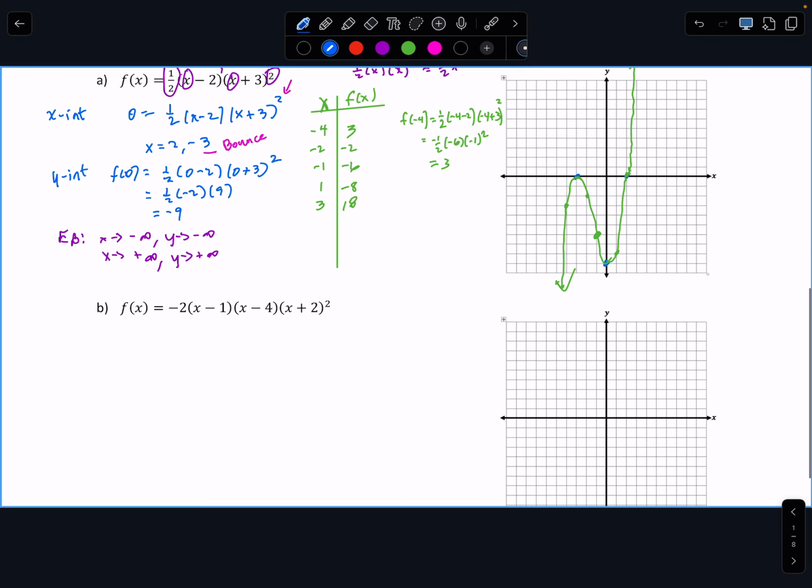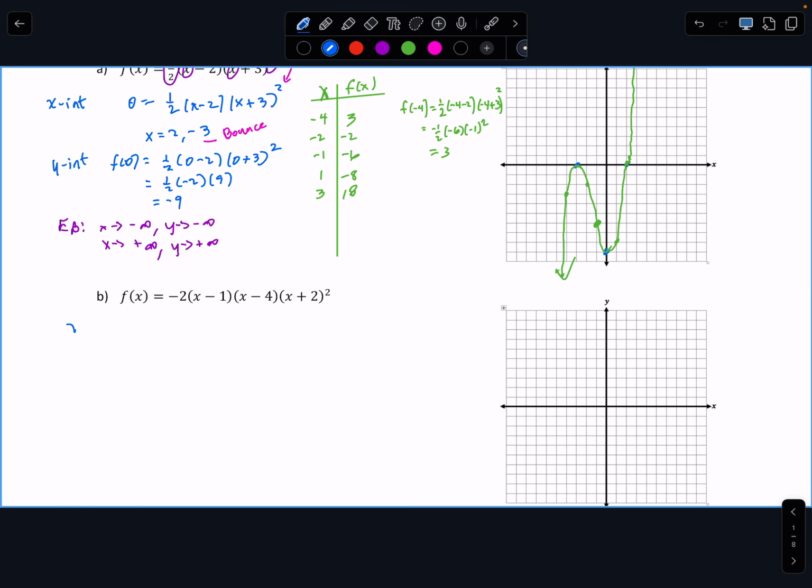So repeating these steps in the next example, the first thing is the x-intercept, which is when y is 0. And since it's already in factored form, that's nice and easy. It's going to be 1, 4, and -2. And at -2, I expect a bounce because of the repeated factor an even number of times. So we have 1 at 1, 1 at 4, and 1 at -2.